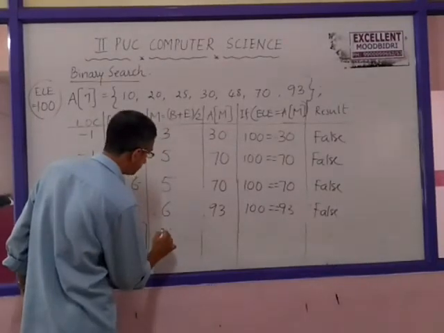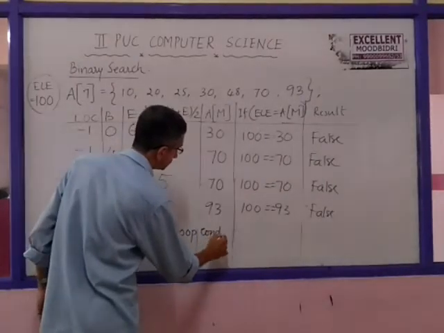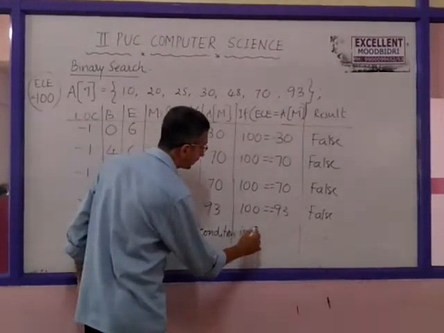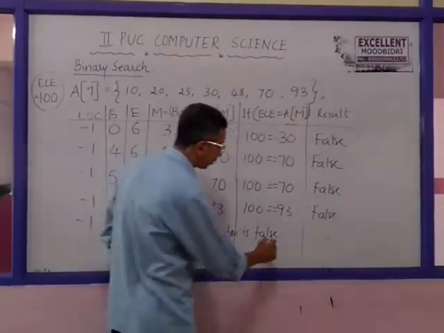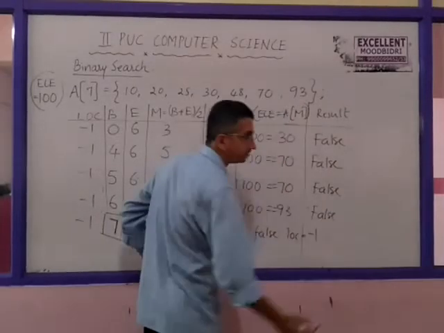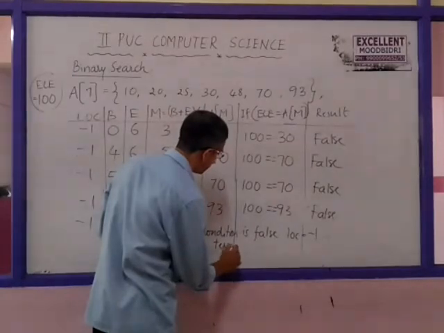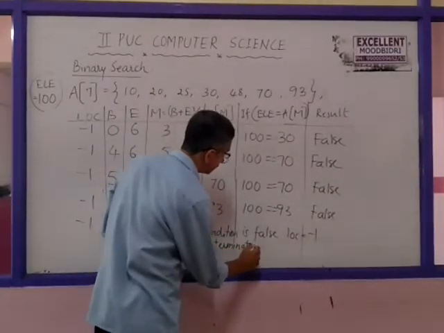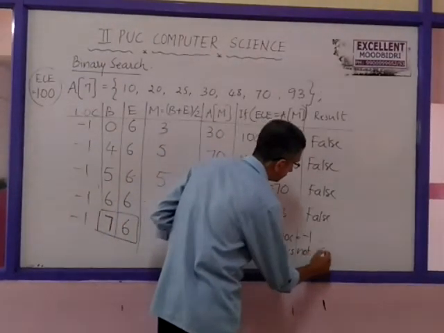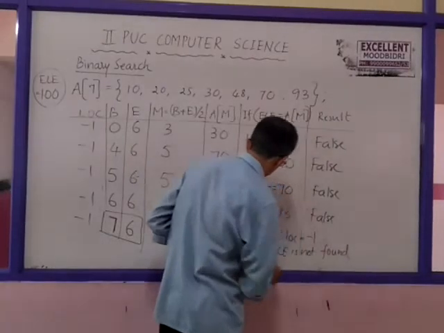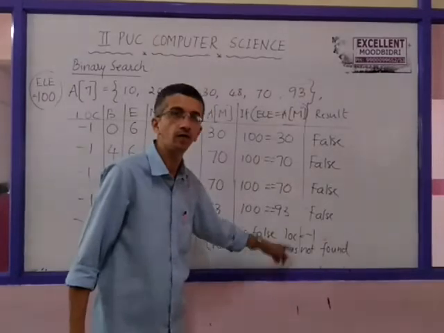Here you write, since the loop condition is false, location is minus 1, and loop terminates. Therefore, search element is not found. So this statement you must write at the end of tracing this one.